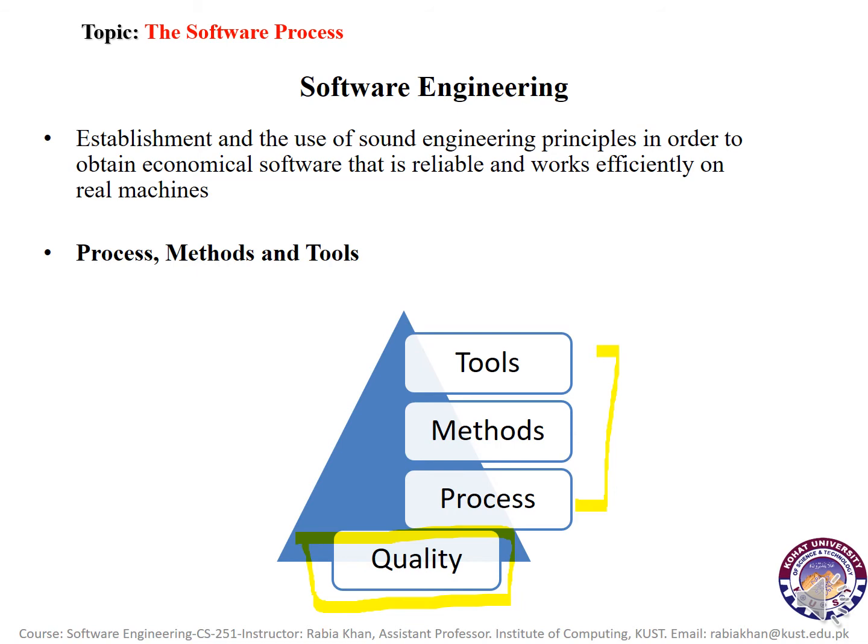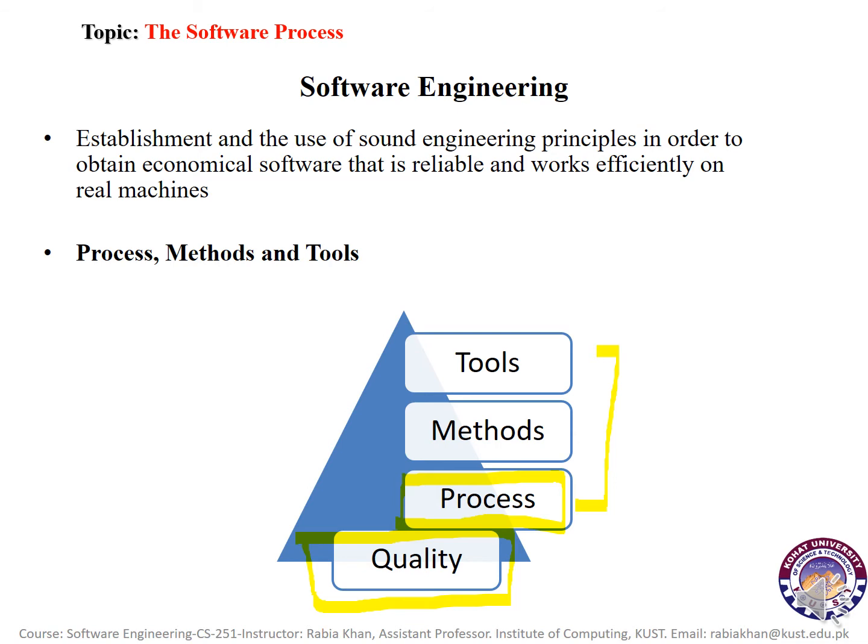The foundation for software engineering is the process layer. Process is the foundation. You can see the first layer is the process. This lays the foundation for the overall software engineering, and it works as glue to hold the other upper layers together, which ensures the timely development of software having good quality.